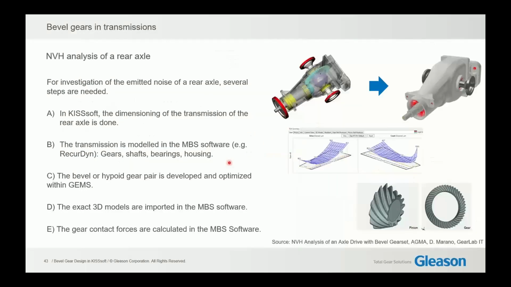Let me show you about an NVH analysis of a rear axle. We did this study a couple of years ago, and I would like to give you the steps which are typically done. So it starts with a static design. This model is then transferred into an MBS software. In the GEMS software, the contact of this hypoid gear set was developed, and the 3D models were imported into the MBS software as well.